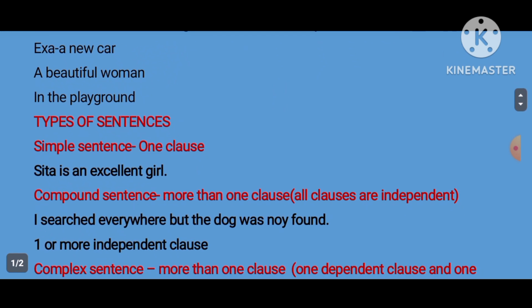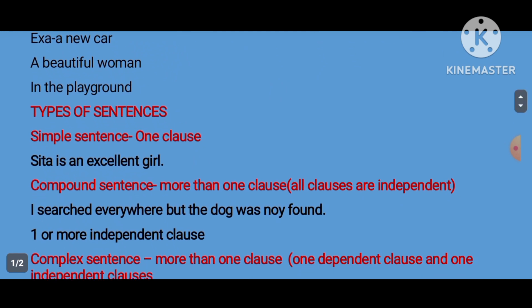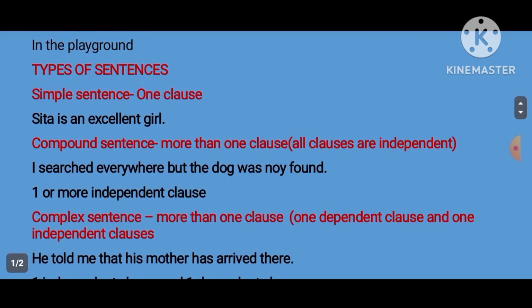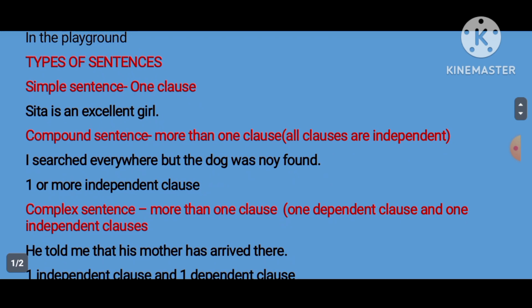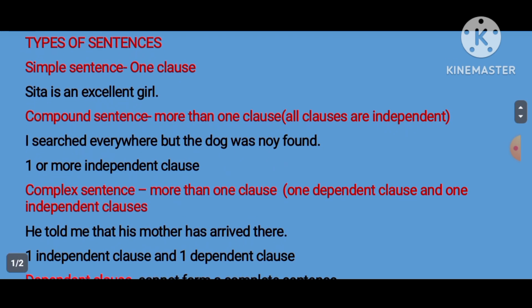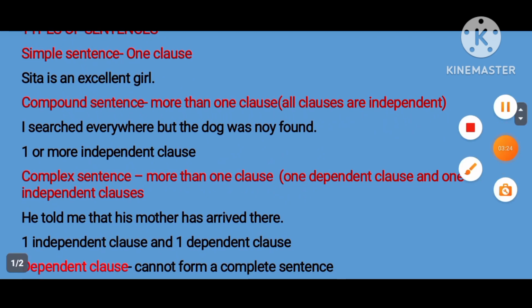Okay. Next, types of sentence. Already I have a video on my channel about types of sentence, but in short, I will say what the different types of sentence are. We know the meaning of the sentence. What is the meaning of the sentence? A group of words which has a subject and verb and which has a complete sense. So types of sentence. Basically, we have three types of sentence: simple sentence, compound sentence, and complex sentence.